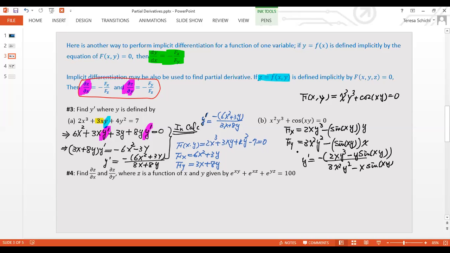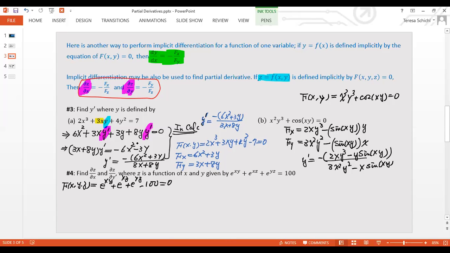It's pretty simple. Okay, so now let's take a look at the other ones here for ∂z/∂x and ∂z/∂y. The first thing you need to do is change it to your F of x, y, z. In this case your right hand side is 100, it doesn't make a difference, but if it does have some function, you need to move everything over. So e to the xy plus e to the xz plus e to the yz minus 100 equal to 0.